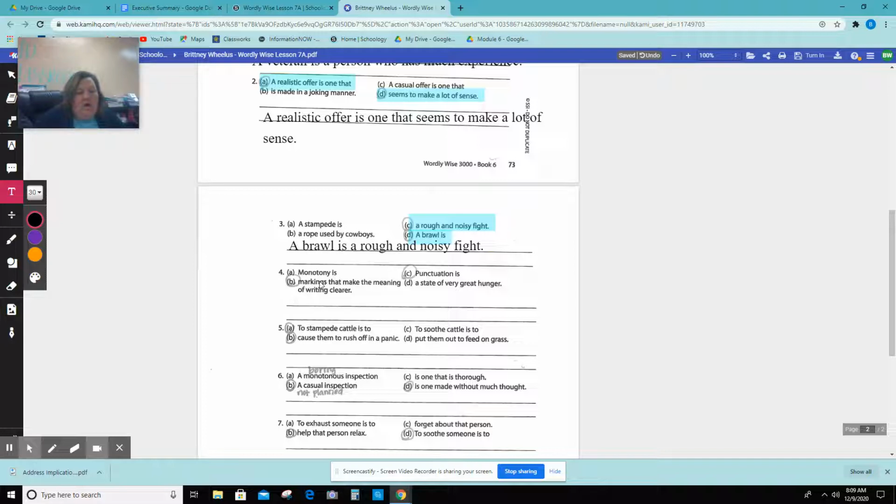All right, number 4. Monotony is markings that make the meaning of writing clearer. Punctuation is markings that make the meaning of writing clearer. Monotony is a state of very great hunger.